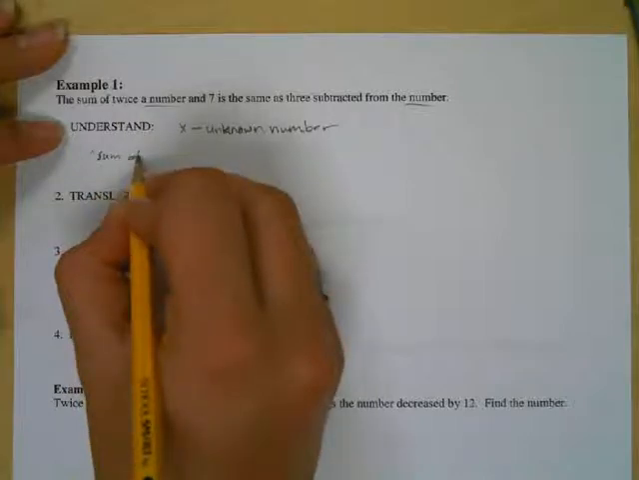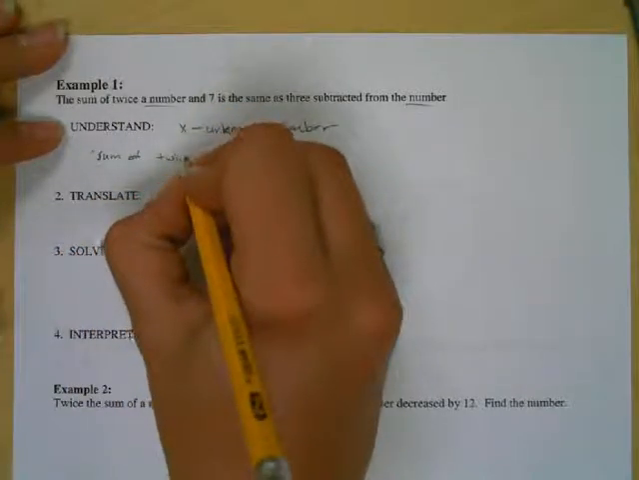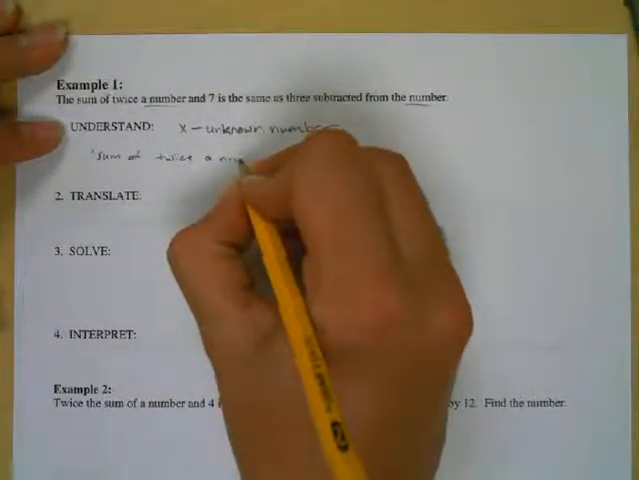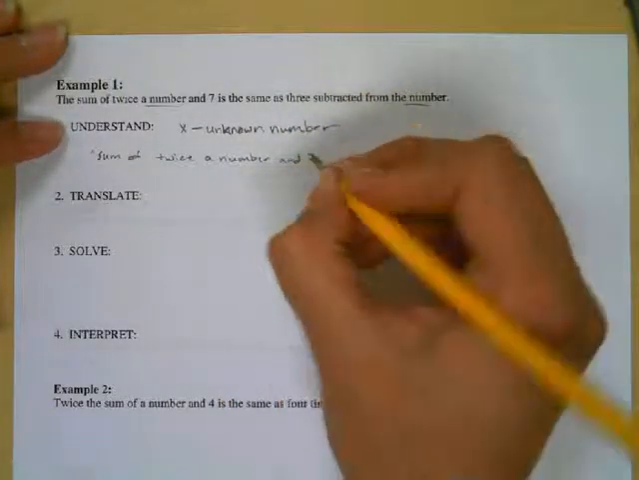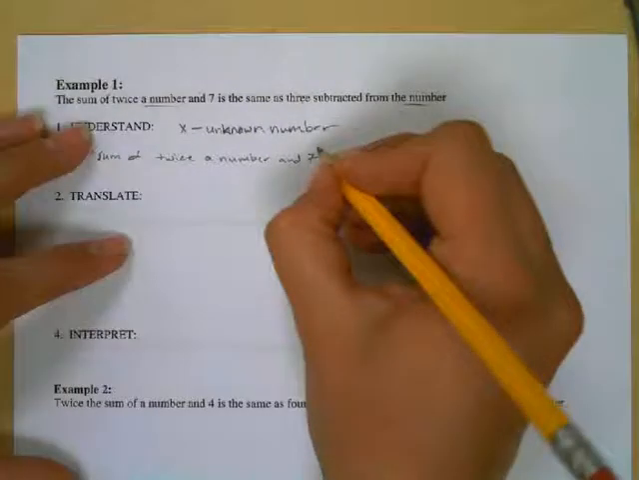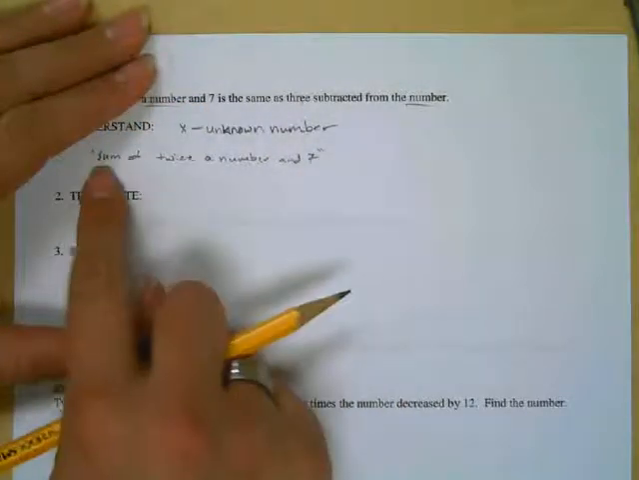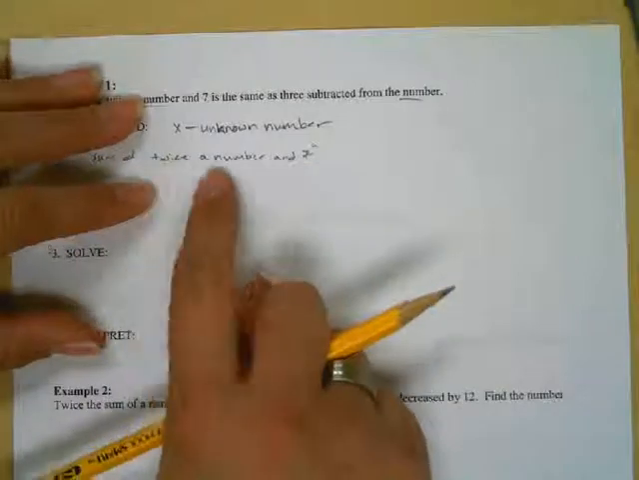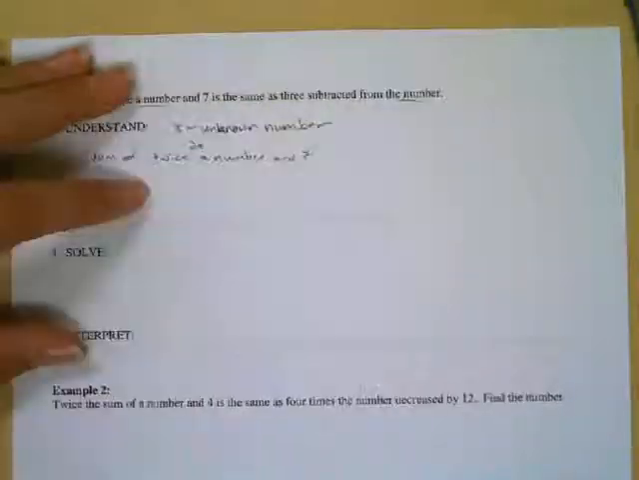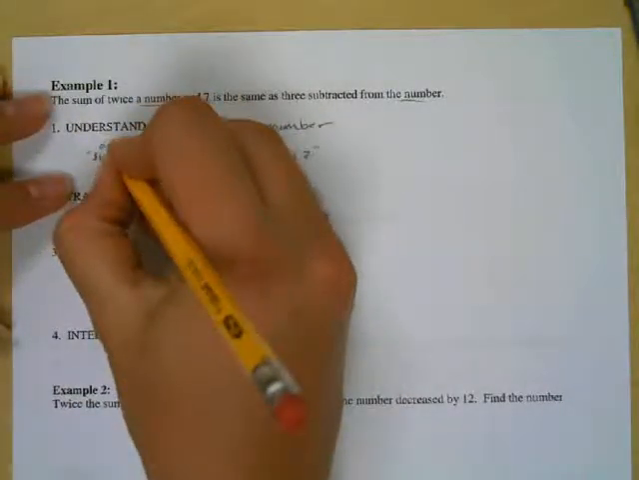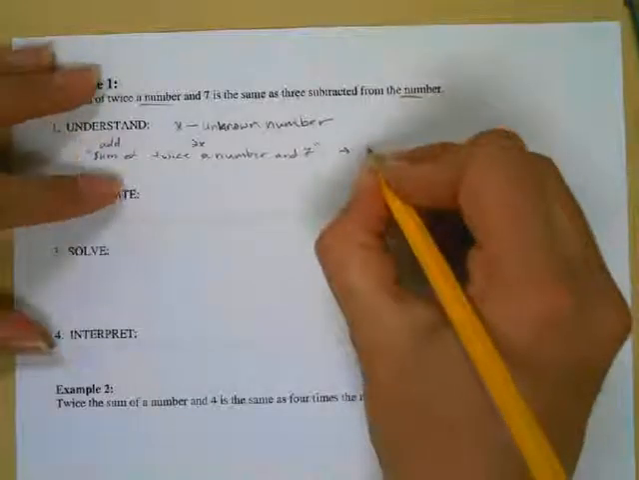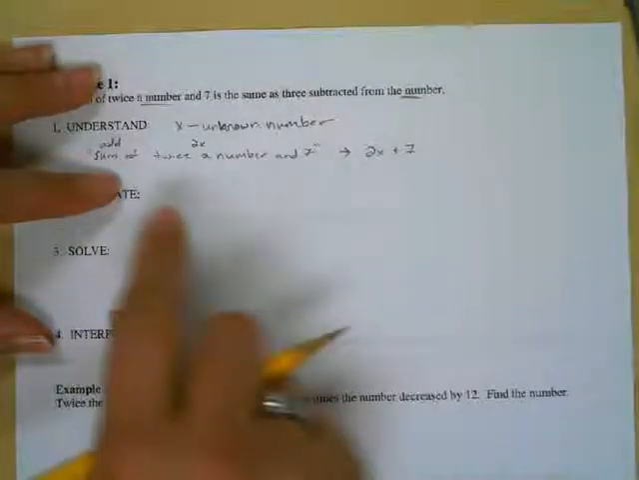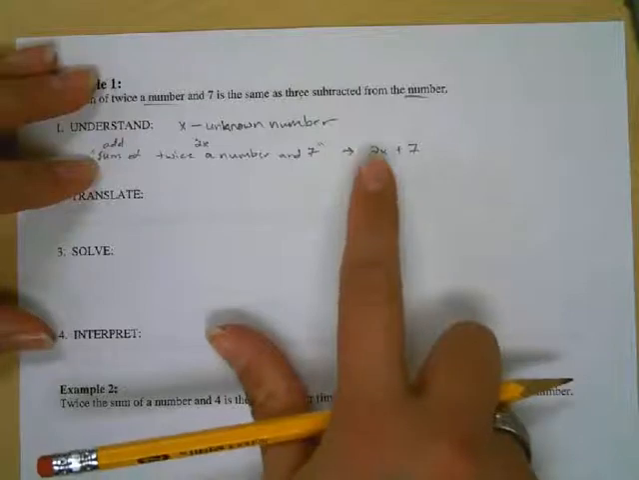So I'm going to write that out, sum of twice a number. And again, we won't write this out every single time. Typically we'll just do a lot of underlining, but right now I'm going to write it all the way out. Okay, so how do I write sum of twice a number and 7? Well, twice a number is 2x. The sum means to add. So I want to add twice a number and 7. So this is going to be 2x plus 7. The sum of twice a number and 7.